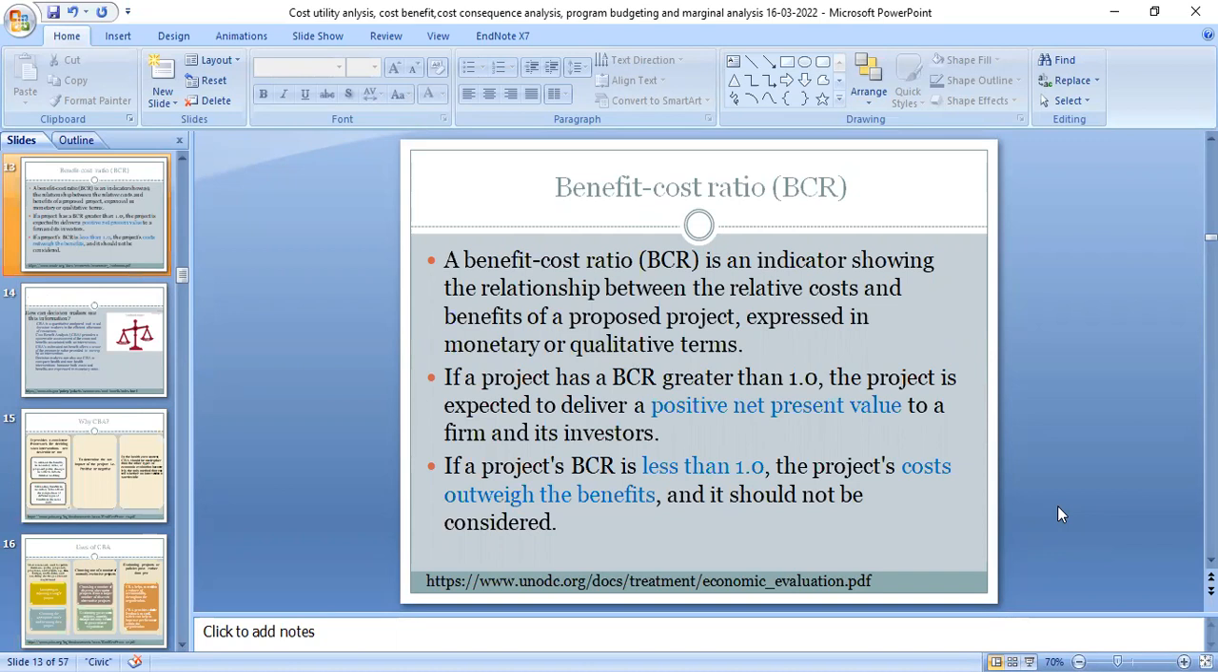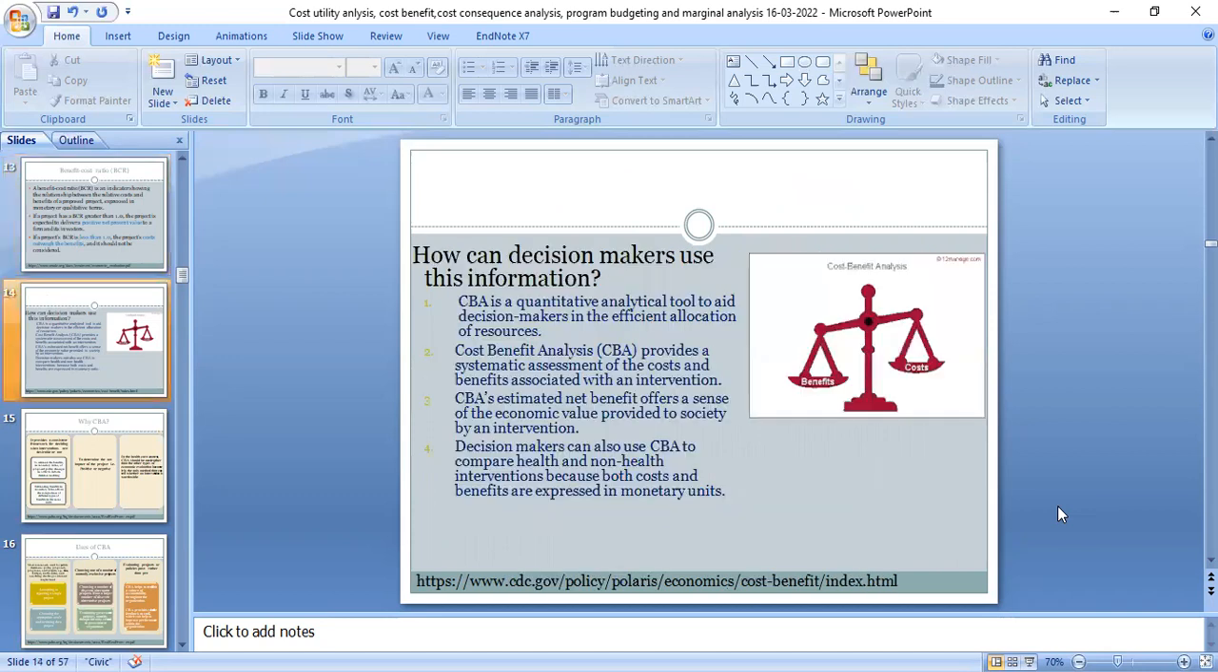If a project's benefit cost ratio is less than one, the project cost outweighs the benefits and it should not be considered. Now, how can decision makers use this information? Cost benefit analysis is a quantitative analytical tool to aid decision makers in different allocation of resources. Cost benefit analysis provides a systematic assessment of the costs and benefits associated with an intervention. Cost benefit analysis estimated net benefit offers a sense of the economic value provided to society by an intervention.